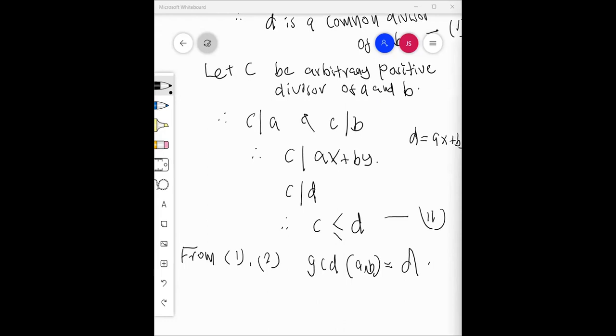Okay, some questions. Sir, can we say if a common divisor exists in set S, there should be a greatest common divisor in set S by completeness? Yes, we can say like that. If a common divisor exists in set S, there should be a greatest common divisor.